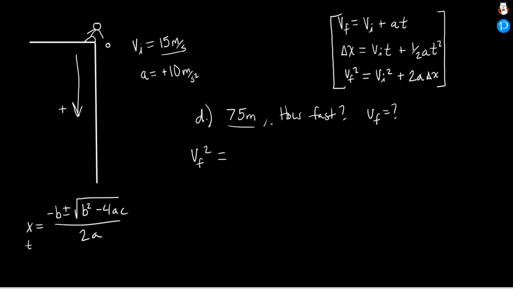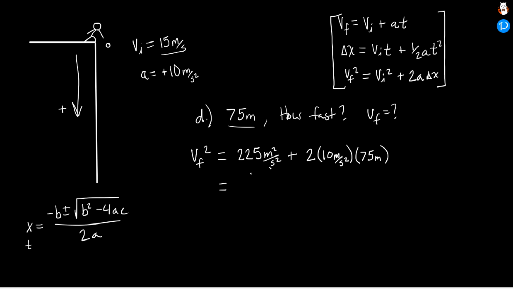Final velocity squared. Let's see, we're looking at initial velocity squared, so 15 meters per second, and we're going to square that. So that's going to be 225. And then again, we're going to square these units. So meters squared over seconds squared is what that would be. And then let's see, we've got 2 times the acceleration, which is 10 meters per second squared. And then the distance was 75 meters.